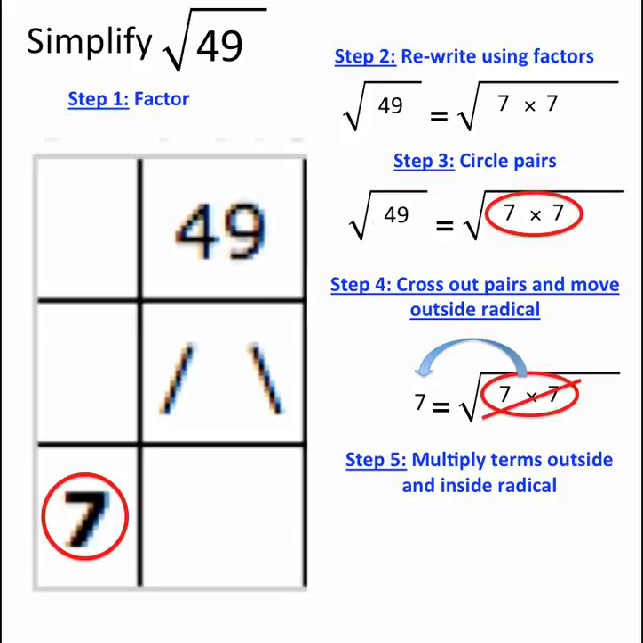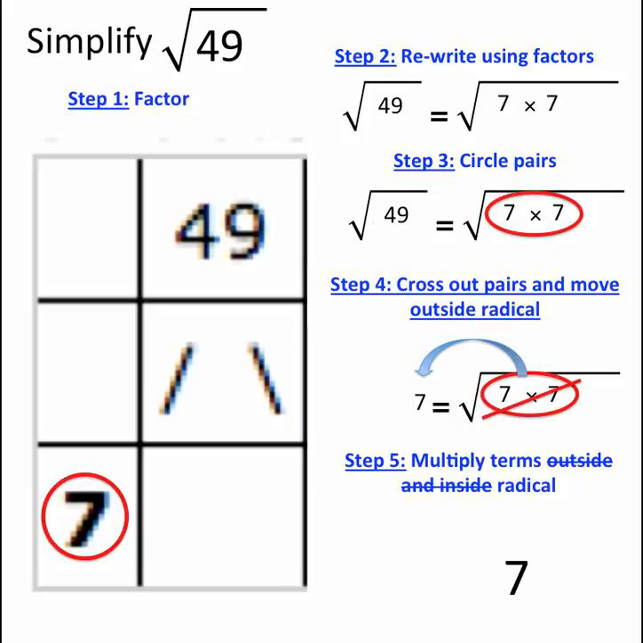My last step is to multiply the terms both outside and inside the radical. But when I look at this, outside the radical, I have 7. There's nothing to multiply. And inside the radical, I've already crossed out the two terms that were there. There's nothing left. So I don't have to do this step. Instead, I'm just left over with what's left over there, and that is 7.